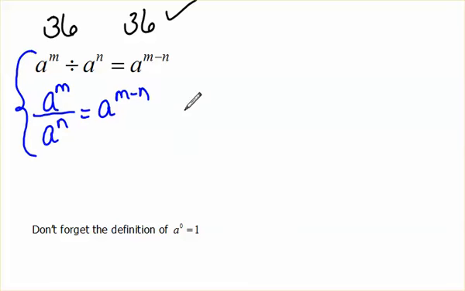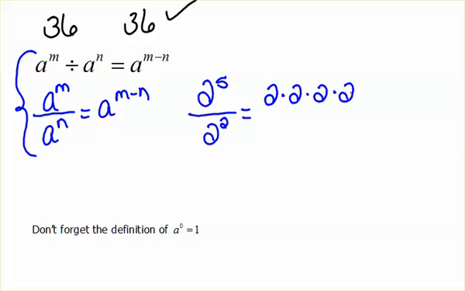So let's test it out. What if I had 2 to the 5th over 2 squared? Let's see what that really means. 2 to the 5th would be 2 times 2 times 2 times 2 times 2, 5 times. 2 squared would be 2 times 2. True?